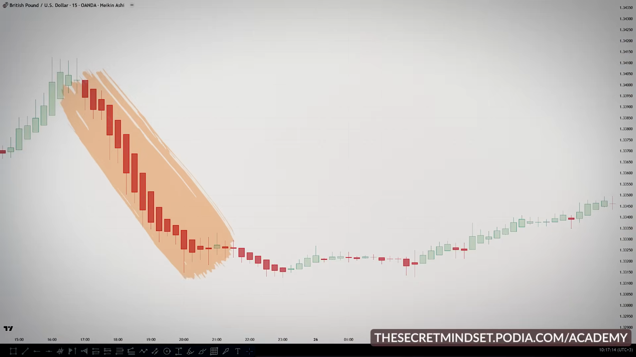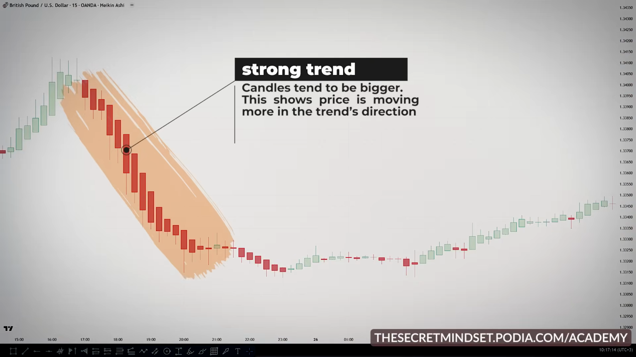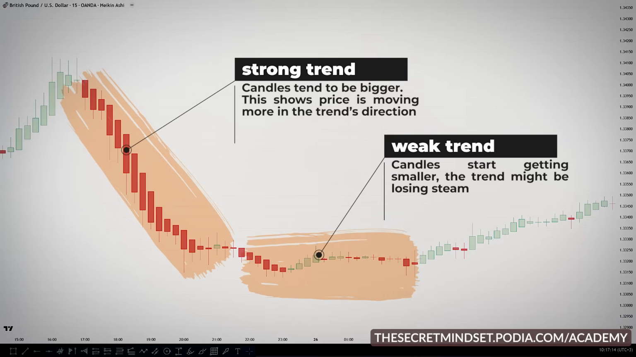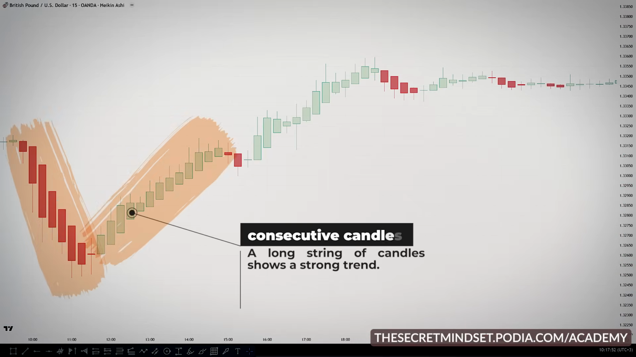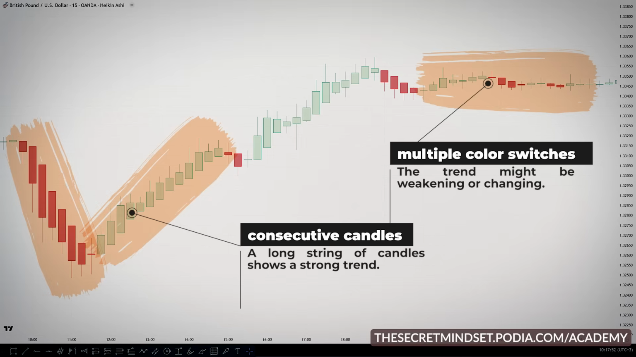When looking at market structure with Heikin Ashi candles, watch the size of the candles too. In a strong trend, the candles tend to be bigger. This shows price is moving more in the trend's direction. If the candles start getting smaller, the trend might be losing steam. Also, look at how many candles of the same color appear in a row. A long string of green candles shows a strong uptrend. A long string of red candles shows a strong downtrend. When you start seeing more switches between red and green, the trend might be weakening or changing.